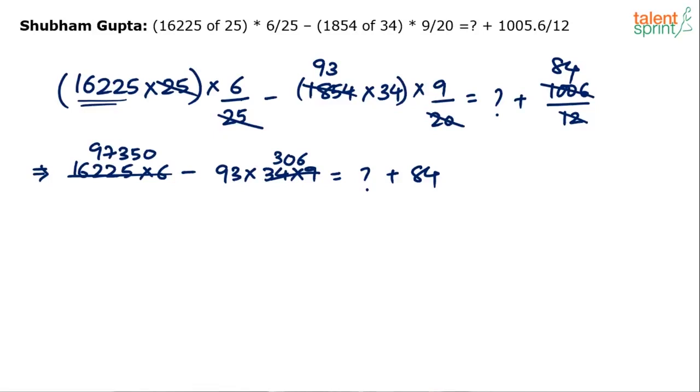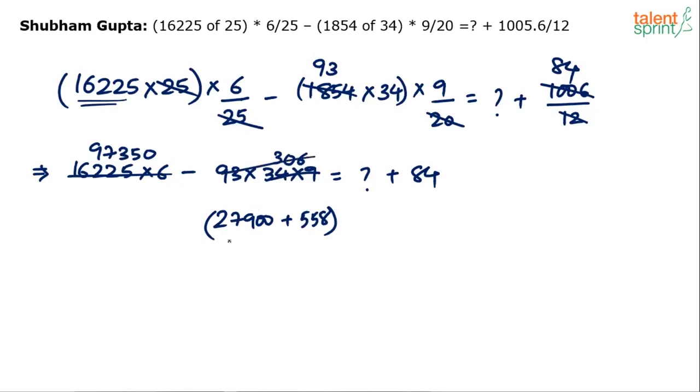93 into 300. 93 into 3 is what? 279. So 279 with 2 zeros. 93 into 6. What is 93 into 6? 90 into 6 is 540. 3 into 6 is 18. So 558. You understand? Again, split and merge. 306 is not 306. It is 300 plus 6. So 93 into 300, 93 into 3 is 279. So that becomes 27,900. 93 into 6 is 558, right? 540 plus 18, 558. Now add these two.